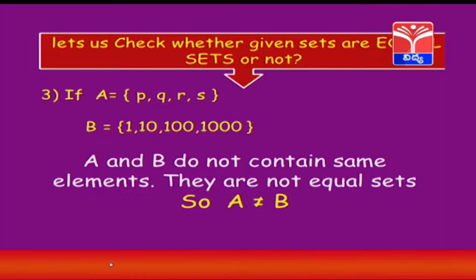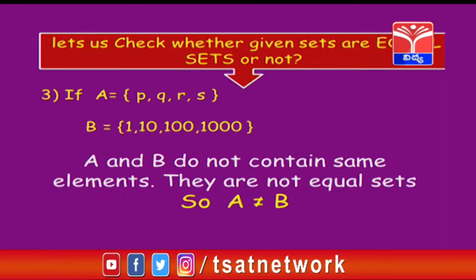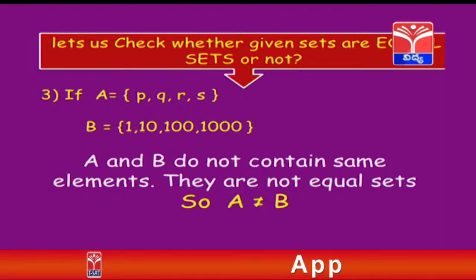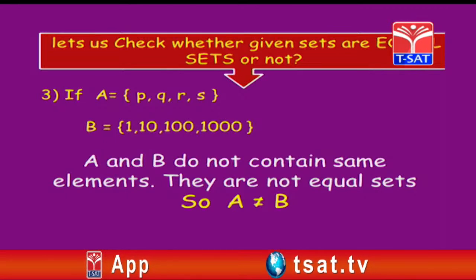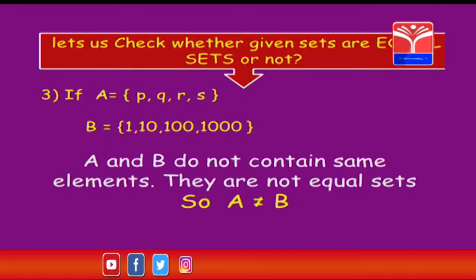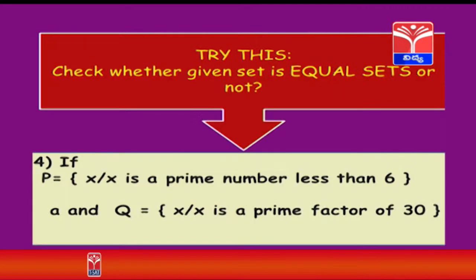See, A is a set {P, Q, R, S} and B is a set {1, 10, 100, 1000}. A and B do not contain the same elements, they are not equal sets. We can say A is not equal to B, they are not equal sets, that is the notation. So, try this, you can try with your friends.